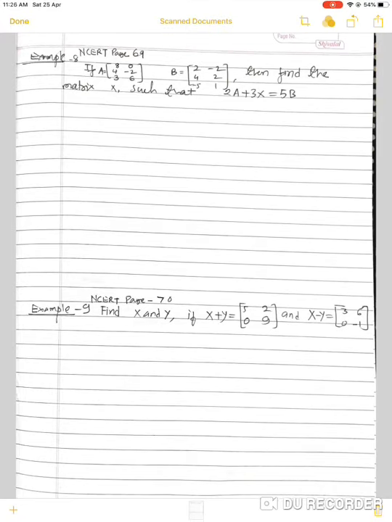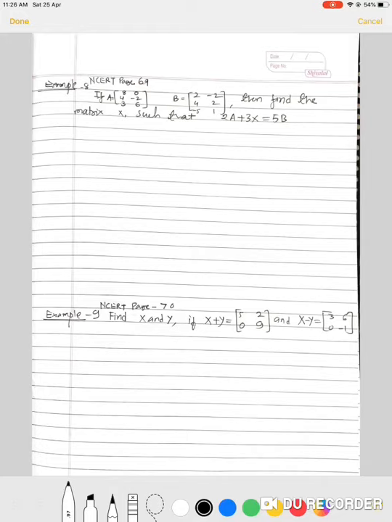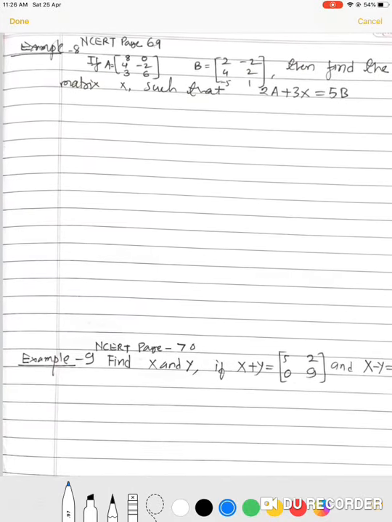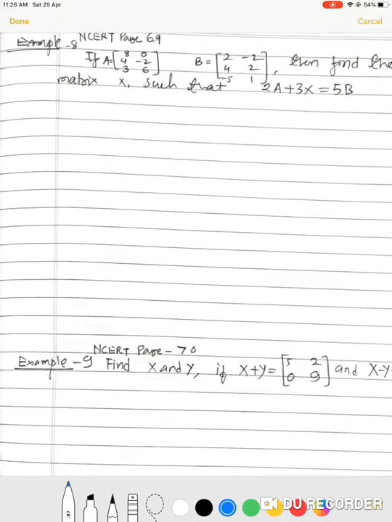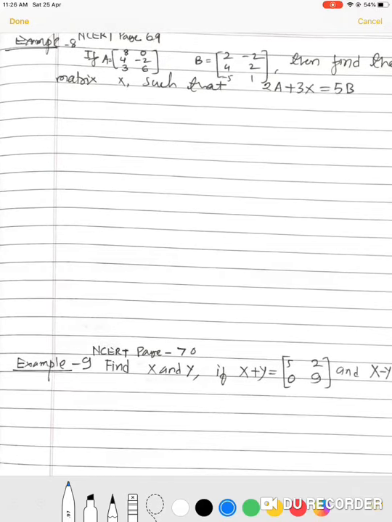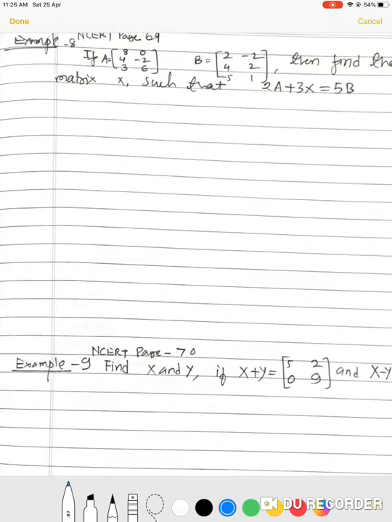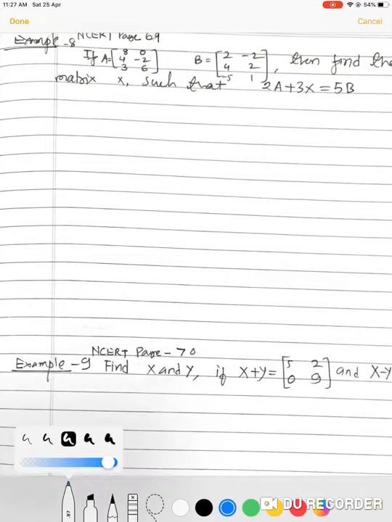Now we are going to discuss example 8, NCERT page number 69. A is equal to the matrix 8 0 4 minus 2 3 6. B is equal to 2 4 minus 5 minus 2 2 1. Then find matrix X such that 2A plus 3X is equal to 5B. We have to find X in which 2A plus 3X is equal to 5B.